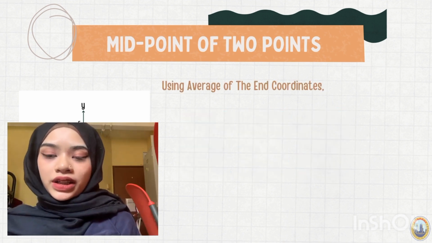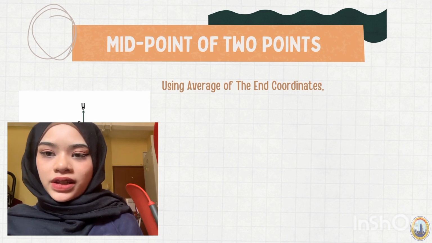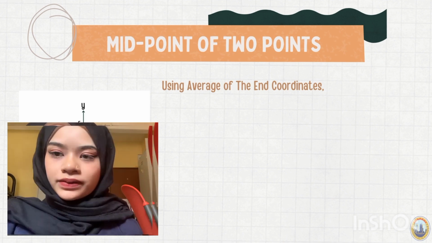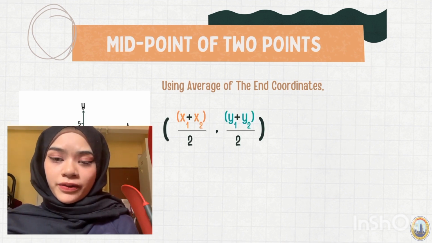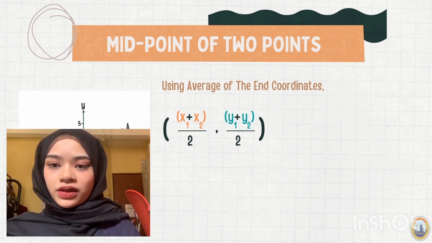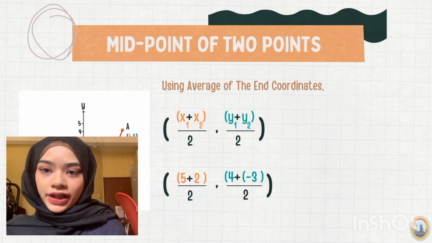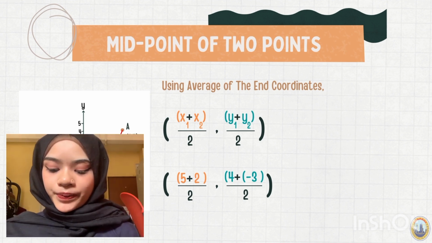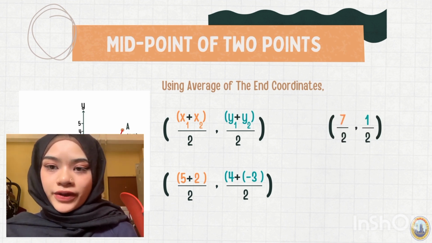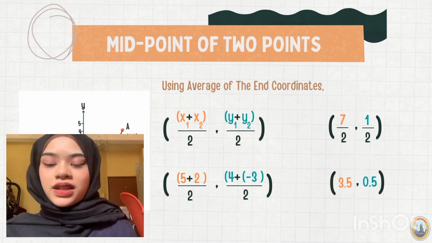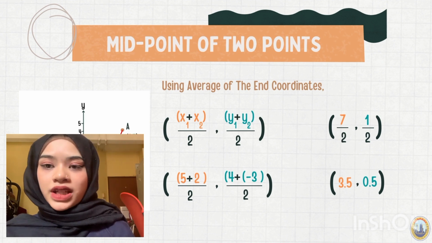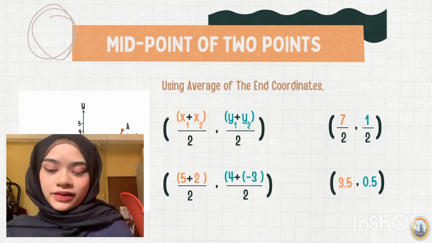Let's move on to the midpoint. We can calculate the midpoint by using the average of the coordinates. This is the formula of the midpoint. Let's substitute the coordinates inside the formula. (5 plus 2) over 2, (4 plus -3) over 2, all in brackets. Then calculate them. The result is (7 over 2, 1 over 2). The answer is (3.5, 0.5).